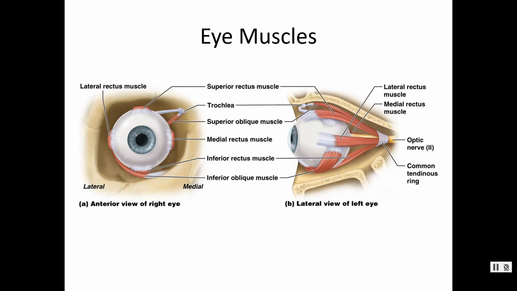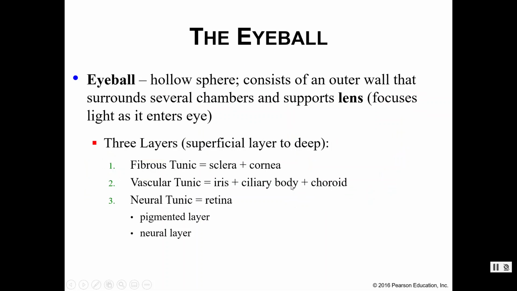All right, what's next? Here we go. Let's talk about the eyeball itself. You know that the eyeball is spherical. It is round. It's also hollow. It's not empty hollow, though. It is full of fluids that we'll talk about in a little bit.